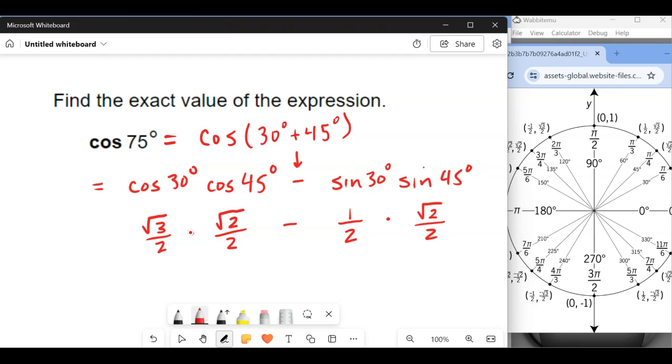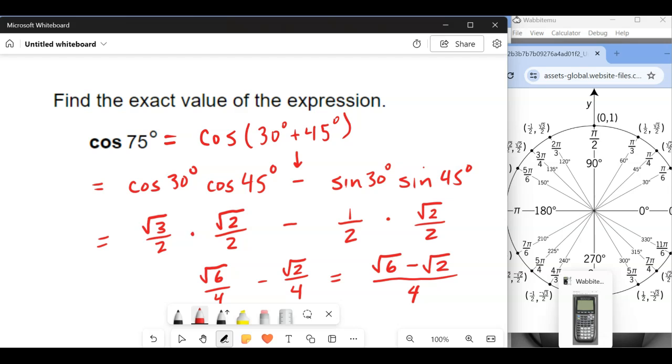When I combine these, I'm multiplying. Multiplying can occur under the radical, so 3 times 2 is 6. So this is the square root of 6 over 4. Minus, this is 1 times the square root of 2, which is the square root of 2, and 2 times 2 is 4. So when I combine it into a single fraction, this is the square root of 6 minus the square root of 2, all over 4.